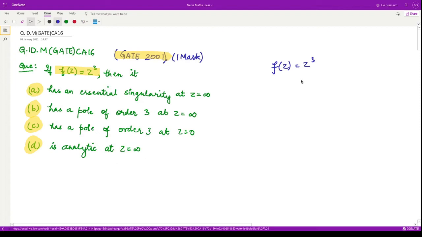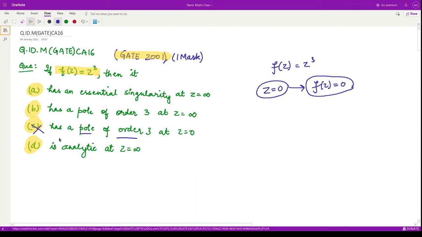If we are talking about the point z equal to 0, then if we substitute z equal to 0 over here, we get the function as 0. If the function is 0 at some point, there is no problem with the analyticity of that function. And if there is no problem with the analyticity, we cannot say there is a pole of order 3. So this option is not correct.